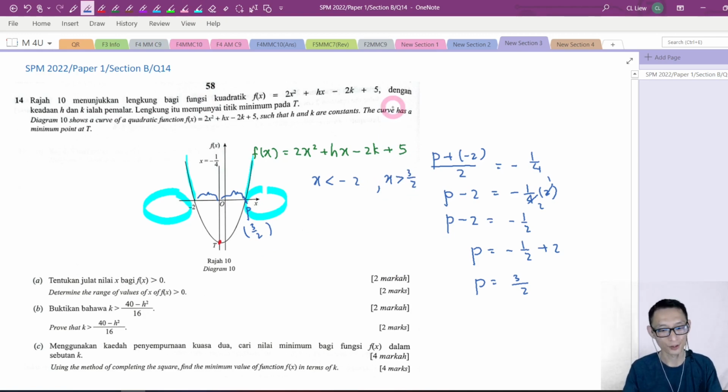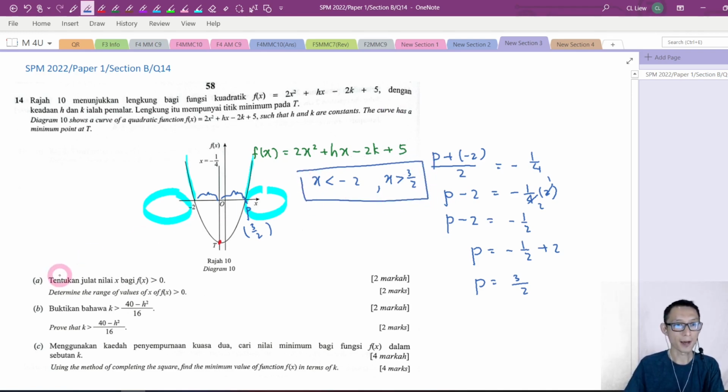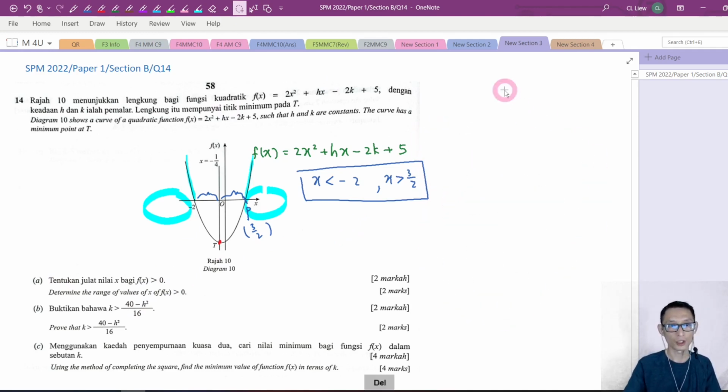Okay, let me check the answer. x is greater than 3/2. Okay, this is the answer for part A. Now let's go to part B. The question asks us to prove that k is greater than this whole thing. f of x is equal to this.